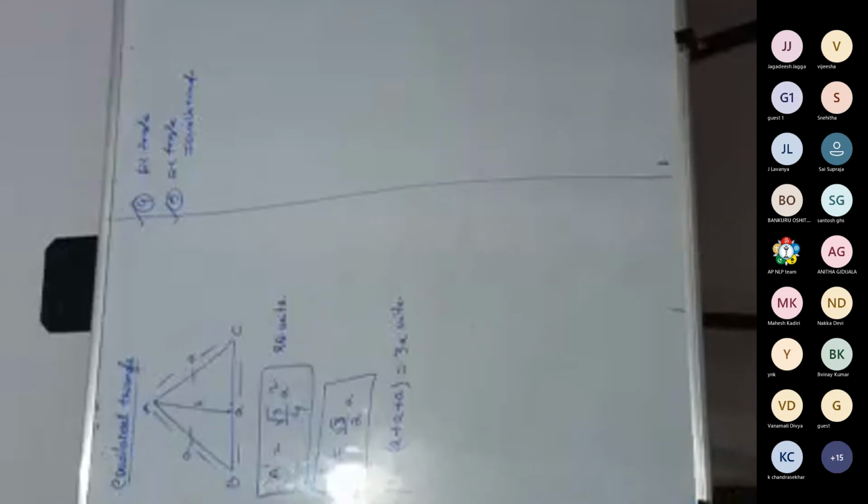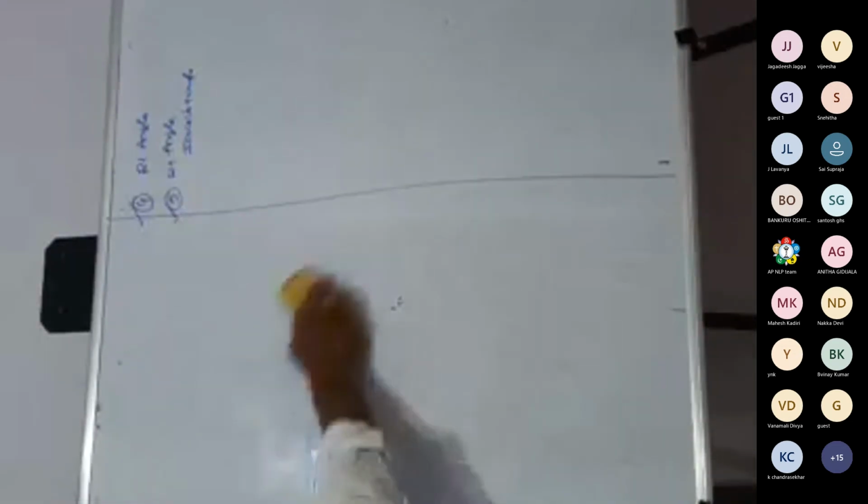Please note down. Area of an equilateral triangle is root 3 by 4 a square. Height and side relation is root 3 by 2 a. What is the perimeter? A plus a plus a, that is 3a. Please note down, quickly note down all of you.